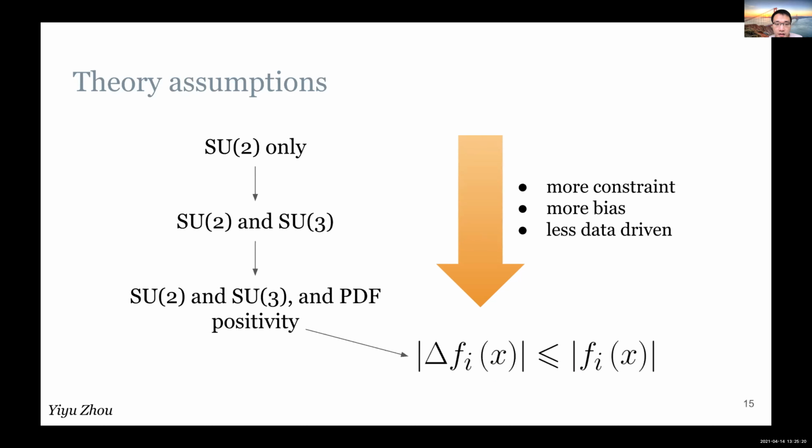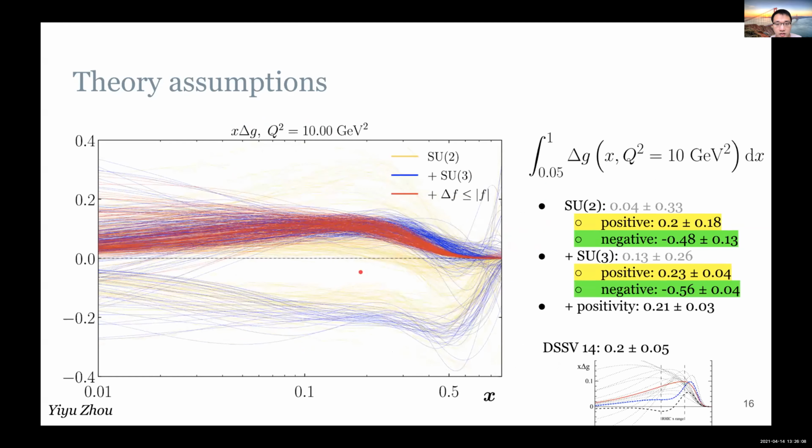In order to extract a PDF that's not going everywhere, these theory assumptions are implemented. But keep in mind that by implementing more and more theory assumptions, you not only get more constraint, you also get more bias and become less data driven. So we go ahead and test SU(2), SU(3), and SU(2), SU(3) plus positivity. We go from implementing SU(2) only to implementing SU(2) and SU(3), and ultimately SU(2), SU(3) and PDF positivity. Okay, so here is what we have.